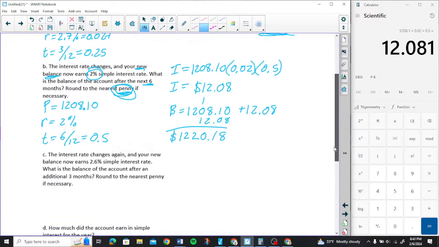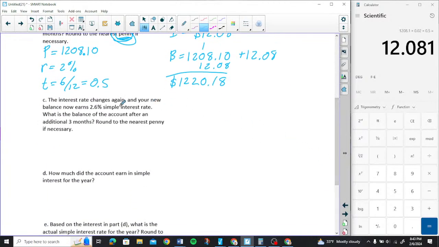Whew, the interest rate changes again, and your new balance now earns 2.6% simple interest. So our principal now is $1,220.18. Our rate is 0.026, and we're back to 3 months. And 3 months, in case you've forgotten, is a quarter of the year. So we want our new balance again. So we need our interest first.